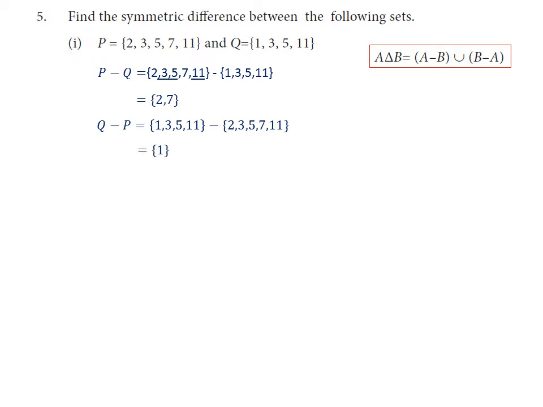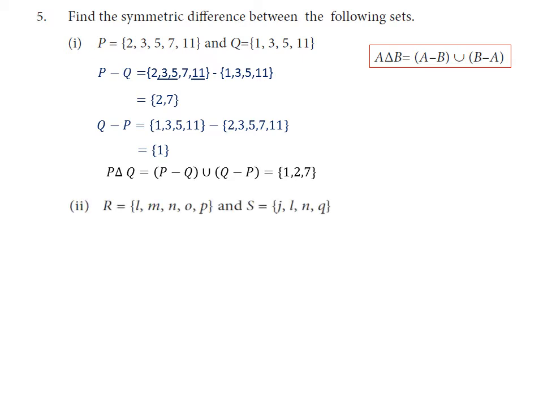After that, P delta Q is equal to P minus Q union Q minus P. So you will get the set 1, 2, 7. Those elements only will come in the symmetric difference P delta Q. The next problem. R is equal to L, M, N, O, P and S is equal to J, L, N, Q. So the same procedure.